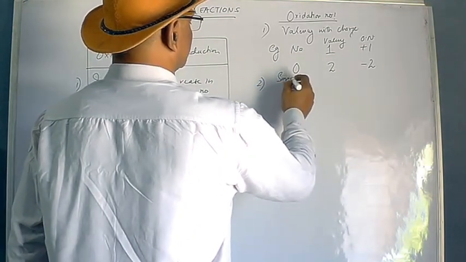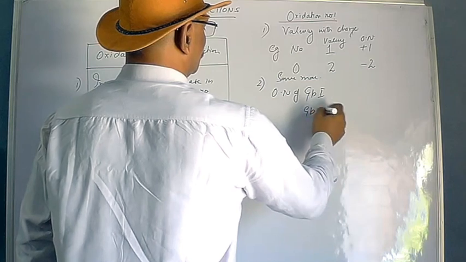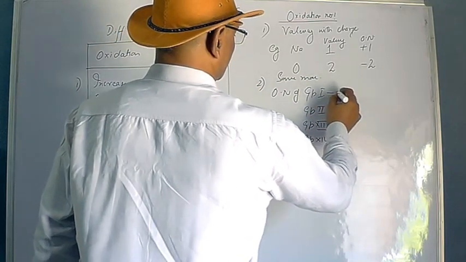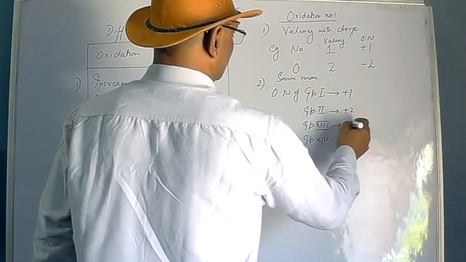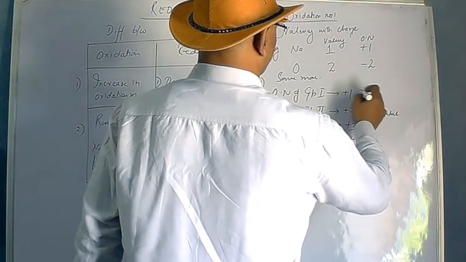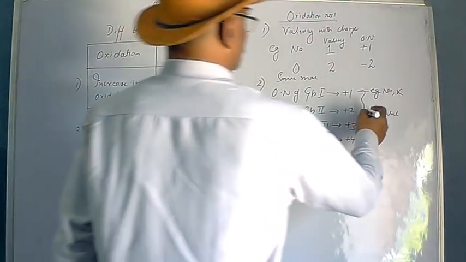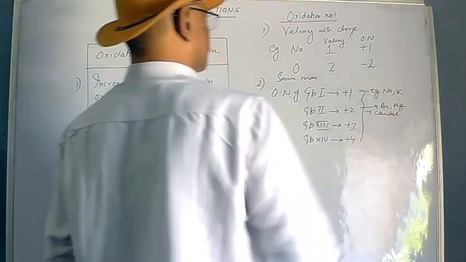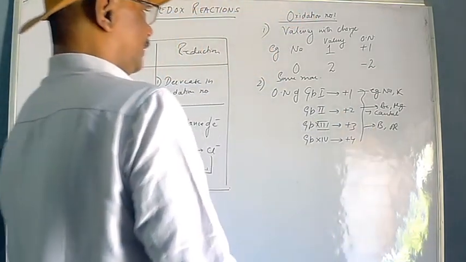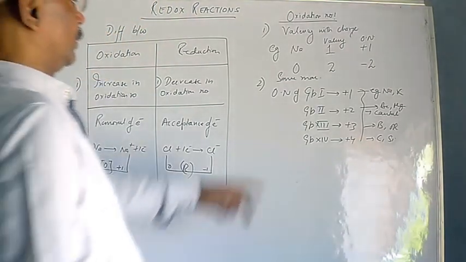The oxidation numbers of group 1, group 2, group 13 and group 14 are constant. They have plus 1, plus 2, plus 3 and plus 4 oxidation numbers respectively. They are all constant. Let us have an example. Sodium and potassium have oxidation number plus 1. Group 2, beryllium and magnesium, have oxidation number plus 2. Group 13, the boron family, boron and aluminium, all have plus 3 oxidation state. And group 14, carbon and silicon, also have plus 4 oxidation state. So they are all constant.